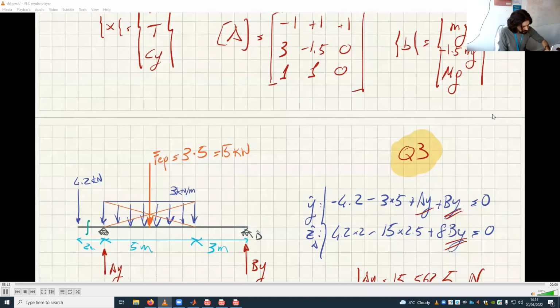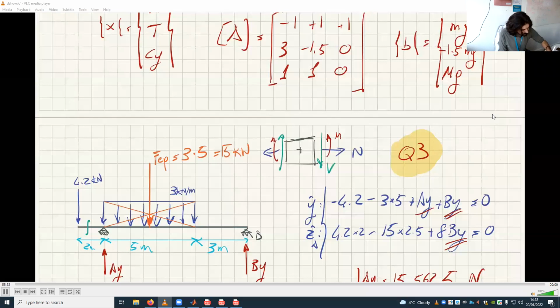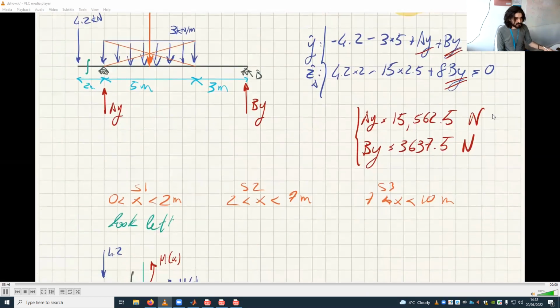Let me remind you of the convention. The convention for positive internal forces: normal forces in tension, shear forces like this, and bending moments are smiling. Okay, so since I'm looking left, I have to expose these forces on the right. So I have to draw them in this way, and that's what I did.